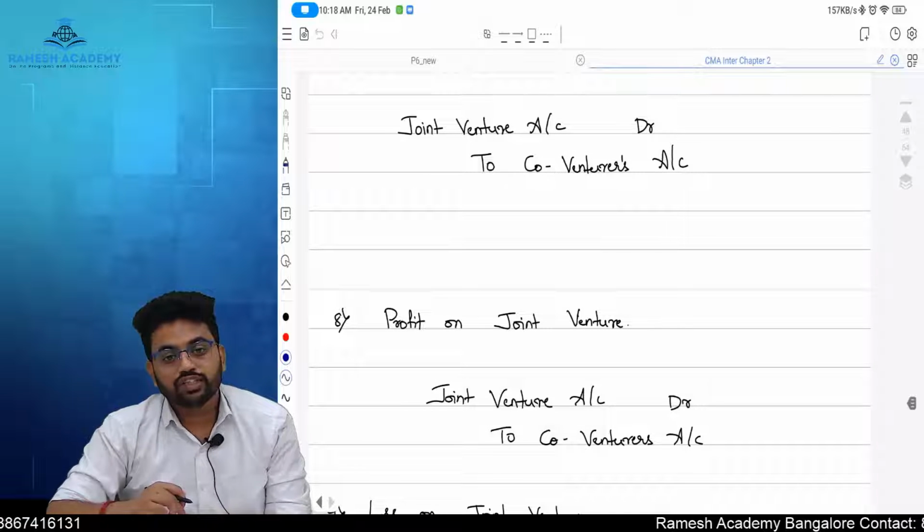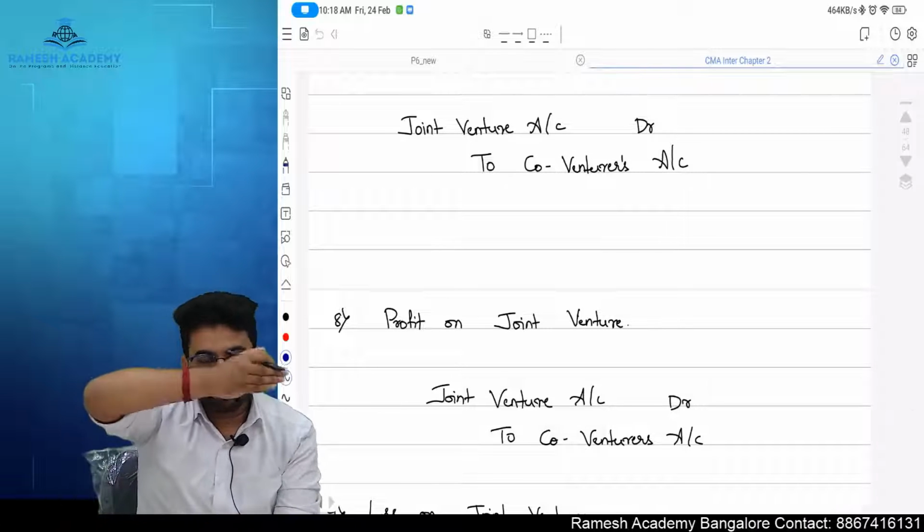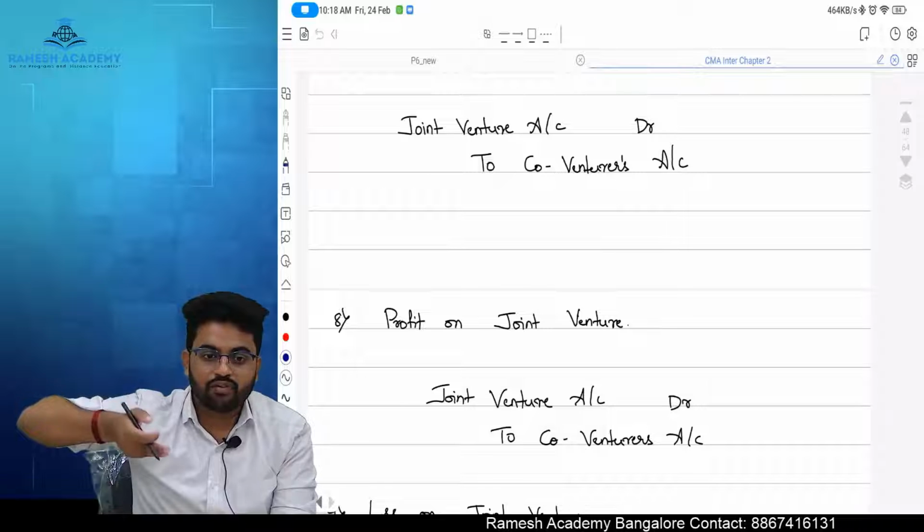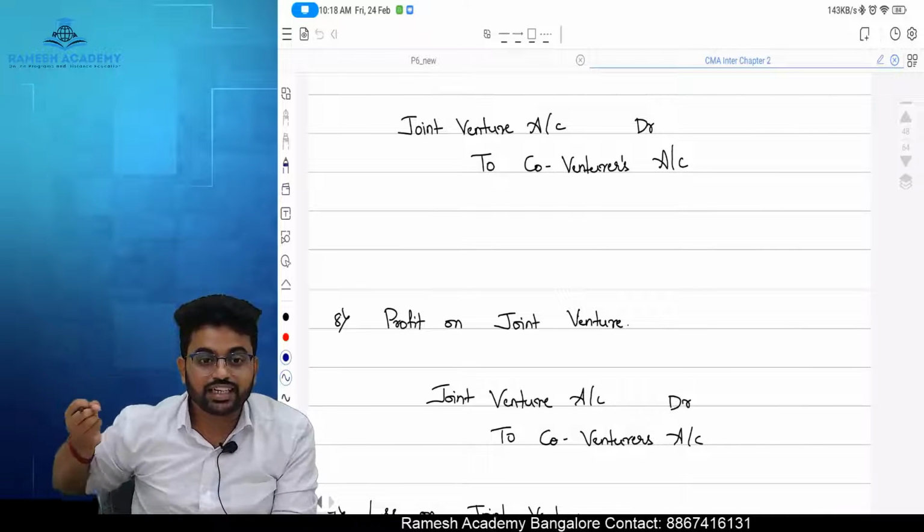When there is a profit in the joint venture, debit in expense, credit income. Profit means credit should be more, right? Which means credit balance it is.